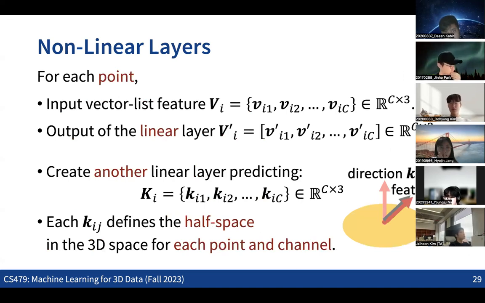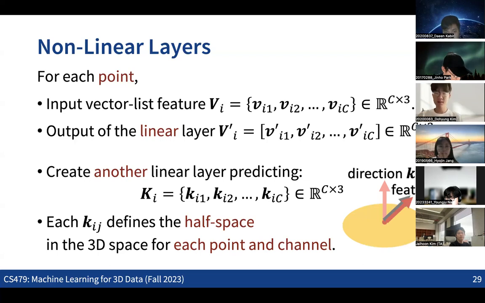For vectors, we cannot define a fixed half space because we don't know what sort of rotation will be applied to the input point cloud, right? So we learn the half space in a data-dependent way for each point and channel. The way we learn it is simply by using another linear layer that also predicts a set of vectors, but now we treat these vectors as the normal vectors of the half spaces.